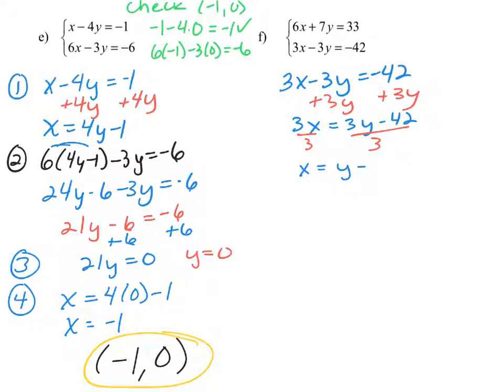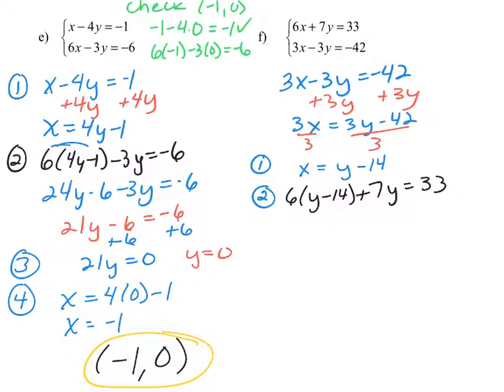minus 14. Now that is what we get for step number 1. Step number 2 is we're going to take the result from step number 1 and plug it into the other equation. Since we used the second equation, we've got to plug it into the first equation. 6 times x, but I'm going to replace x with y minus 14, plus 7y is equal to 33.